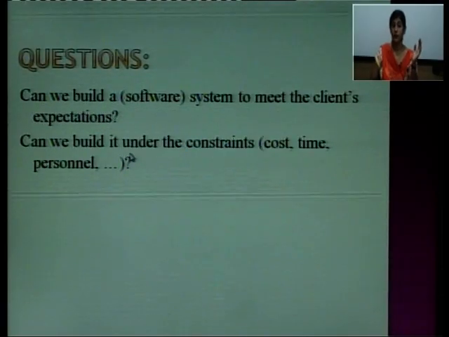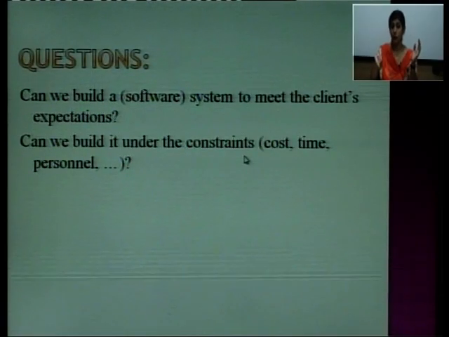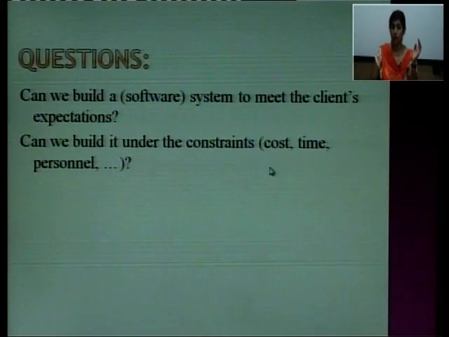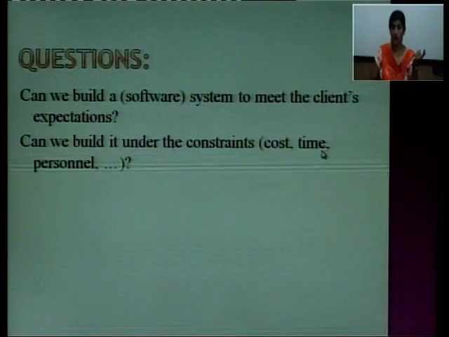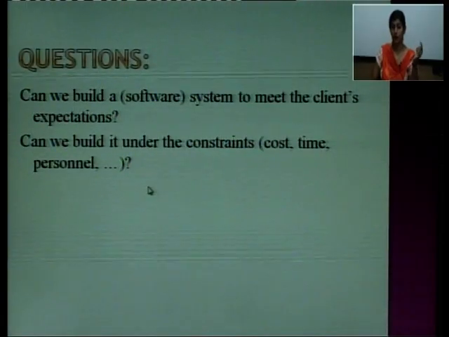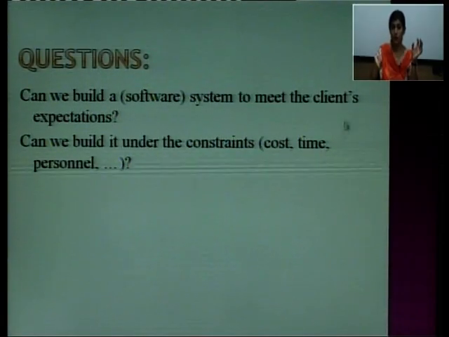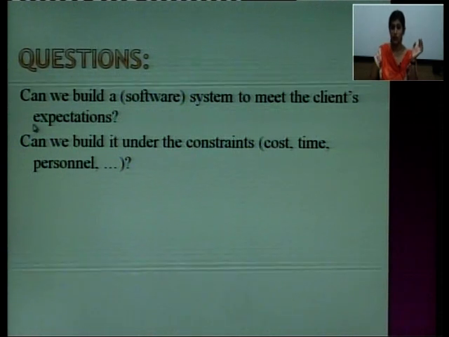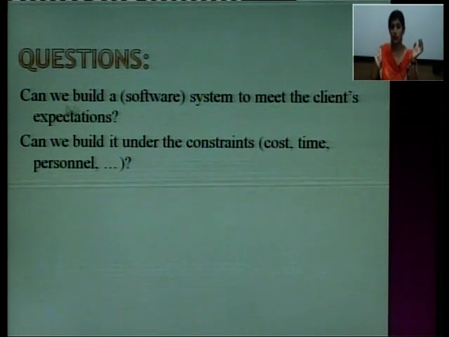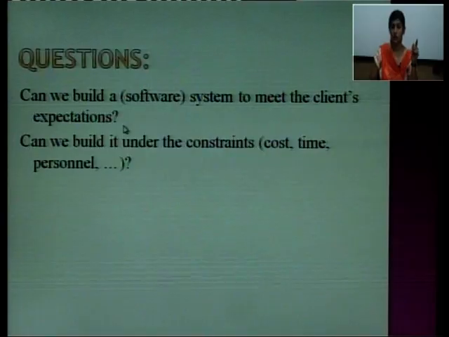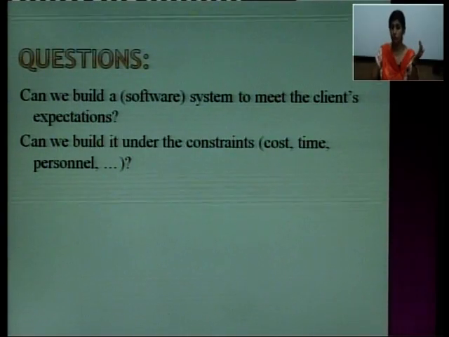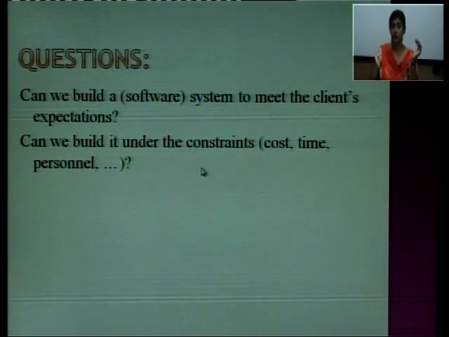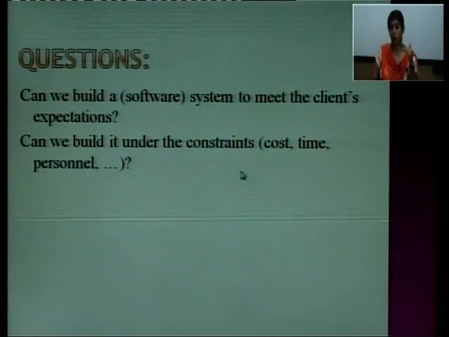Next is, can we build it under the constraints? Now what are the constraints under which we have to prepare the project? One is the cost, the other the time, and the personnel. Clear what type of concepts we include in the feasibility study? The main are these two. It must fulfill the expectations, meaning the requirements, meaning it should be practical, and it must be within the cost, time and personnel constraints.